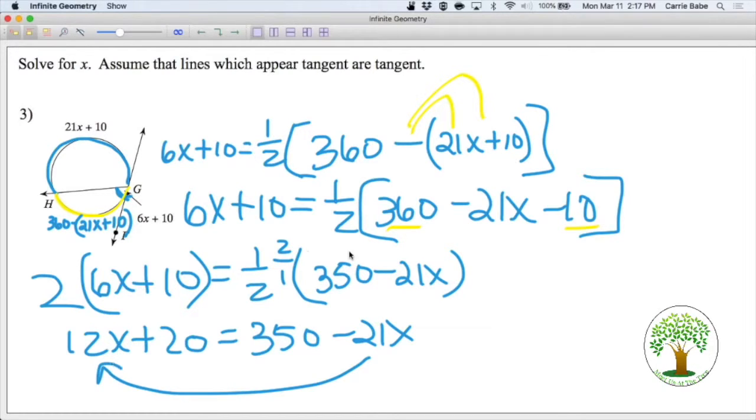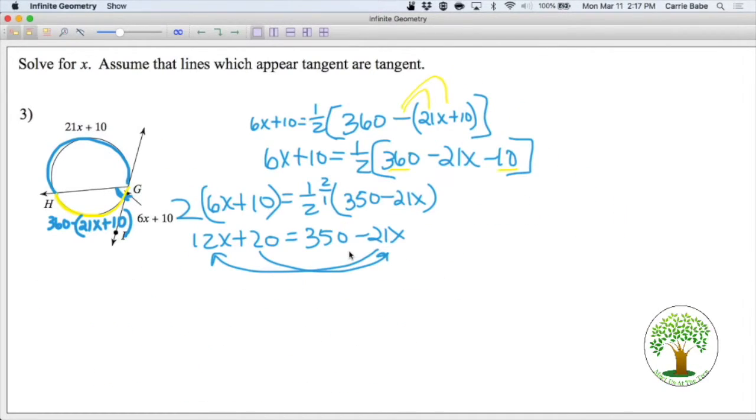Wait a second. So I'm going to have 32x equals 330. Is that right? Is it really 32x equals 330? Okay, is it going evenly? Wait, 32? I got 33. It's 33. Okay, yes, it is 33.